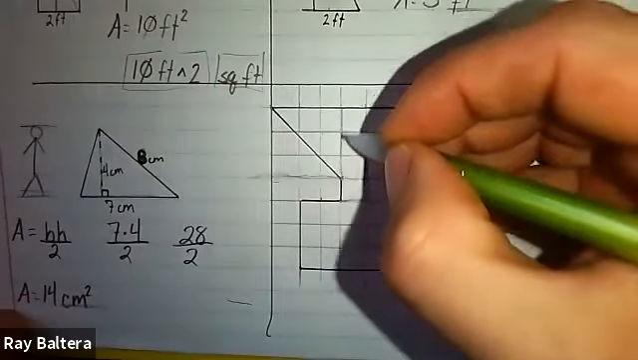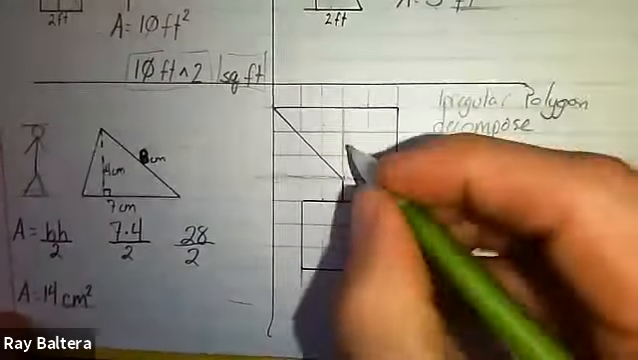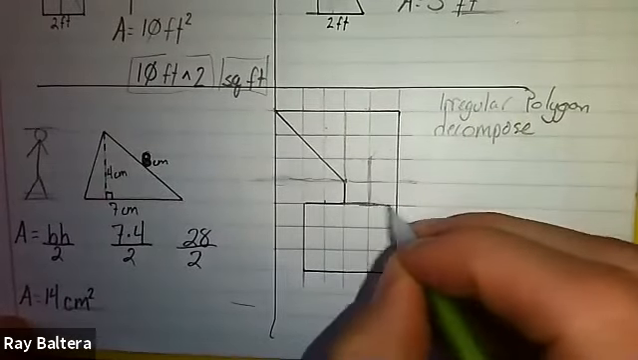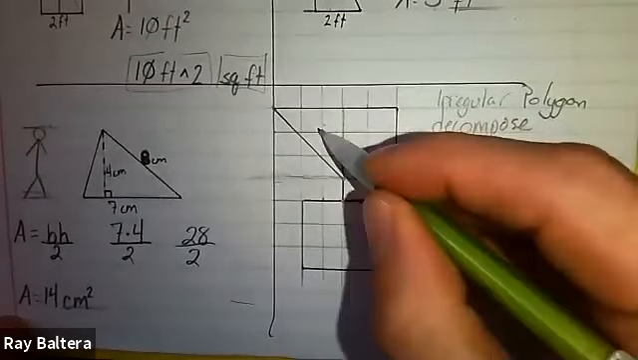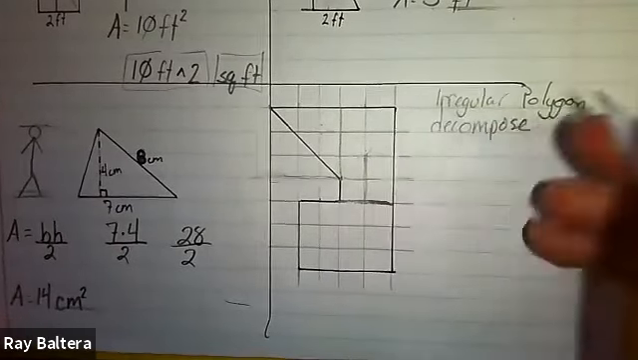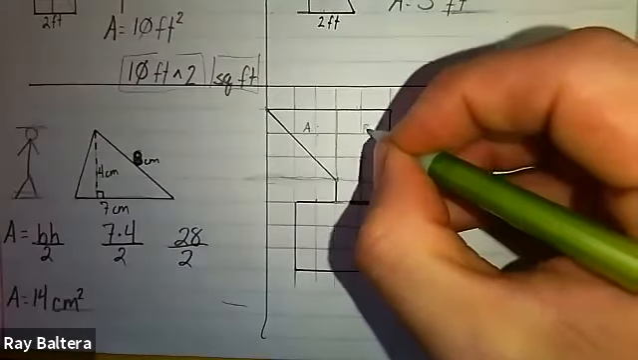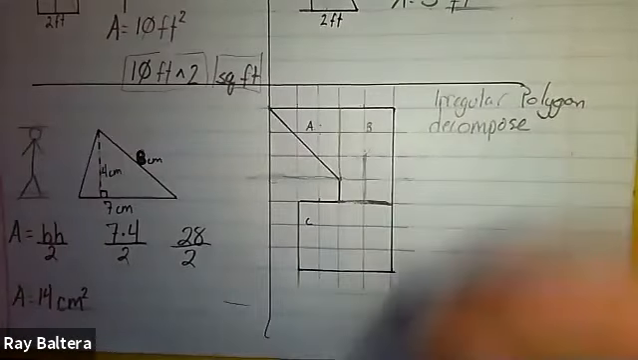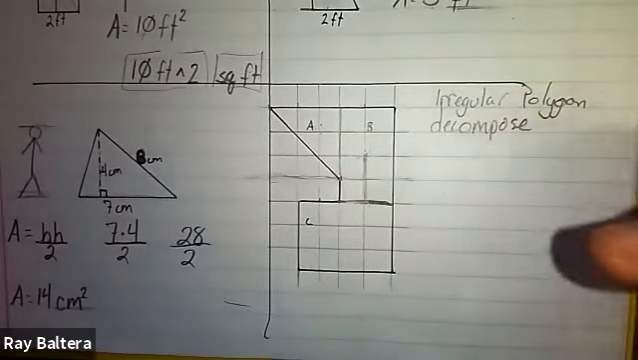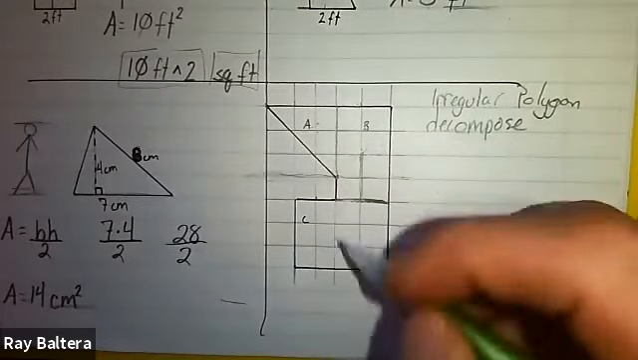I could have just drawn one line straight down and I would have a triangle, big rectangle, small rectangle. But Ruben's is a good idea too. I can go straight across here. Now I have a triangle, a rectangle, and another rectangle. So I have triangle A, rectangle B, and rectangle C. I need to find the area of all three of these shapes.